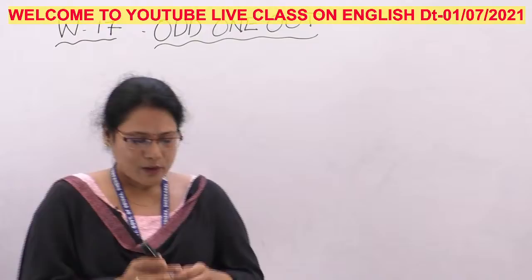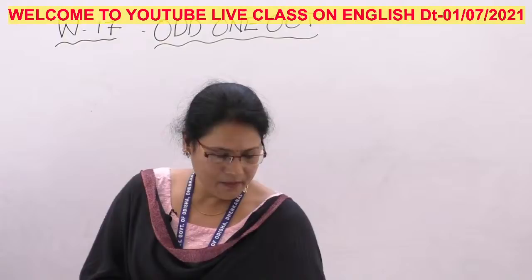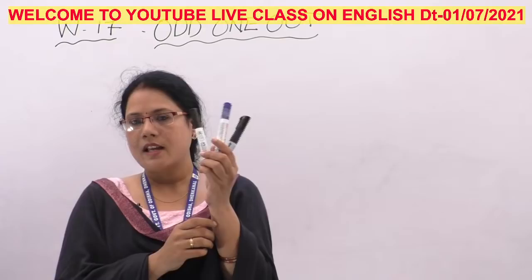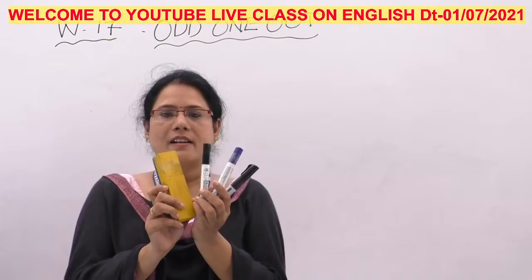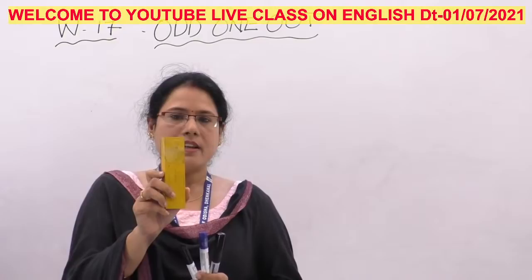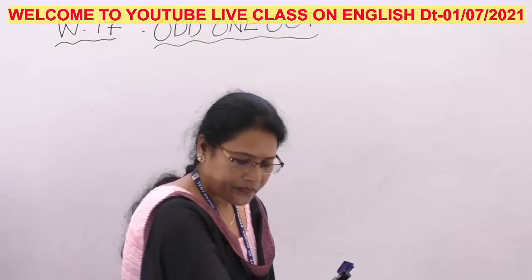Now look at me, I have three pens. They all are the same. These three are pens, but I have one duster. Then which one is different? These are the members of a same group, pens, right? And this one is a duster. So this image is different. In this way we will find out all those different ones.